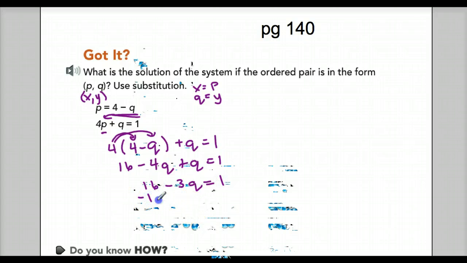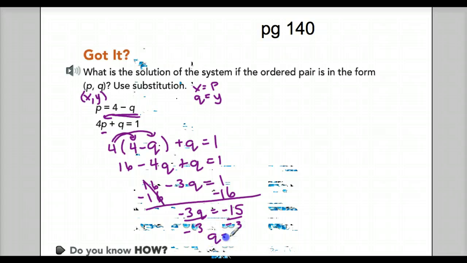Now we want to subtract 16 from both sides, because remember, we're solving for that Q. So when we subtract 16 from both sides, we get negative 3Q, these cancel, equals negative 15. And now what do we do? We divide both sides by negative 3, and we get our Q equals positive 5, because a negative divided by negative is a positive. So remember, it goes P then Q. So Q equals positive 5. P equals something that we haven't found yet.